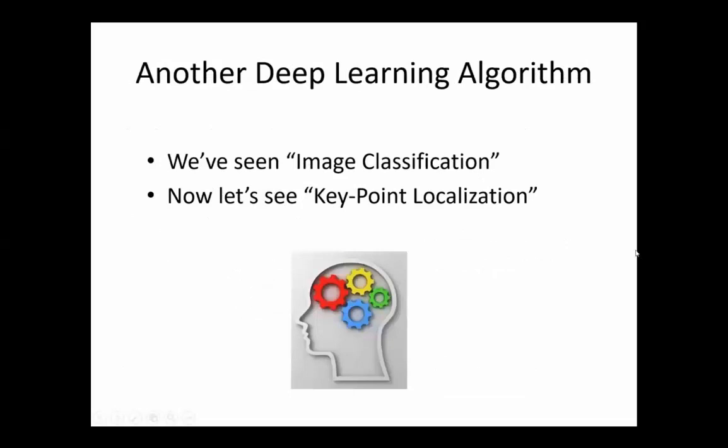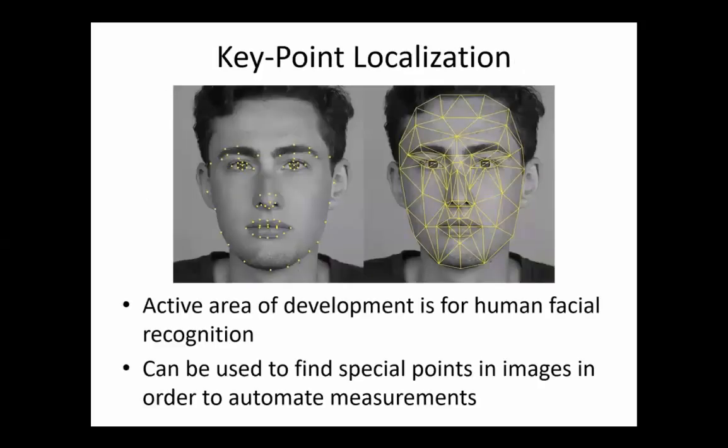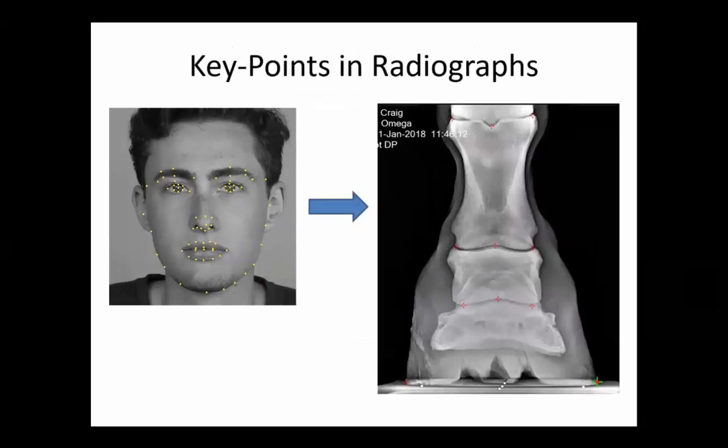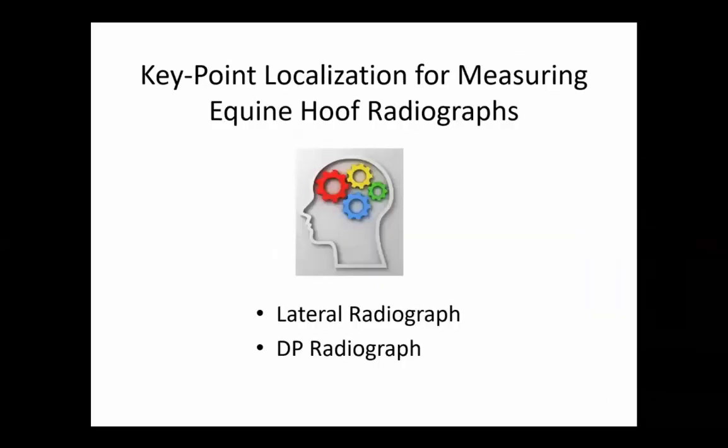Okay, now that's image classification, but now I want to talk about key point localization, which is what we use to make measurements in the image. This started from people finding points on faces because they want to automatically recognize faces for security applications and different things. But we said, hey, we don't care about points on faces. We want to find points on horse anatomy. So the red dots on this DP radiograph, for example, are some key points that we could locate. We could teach the computer how to locate them. So that's what we did.